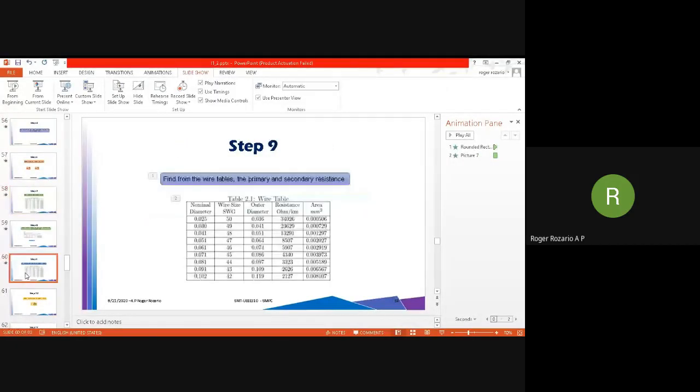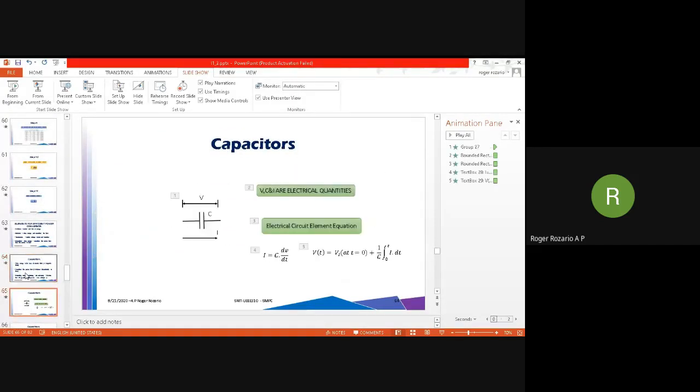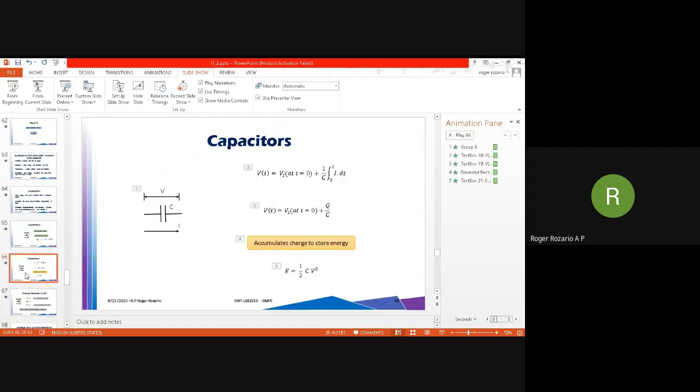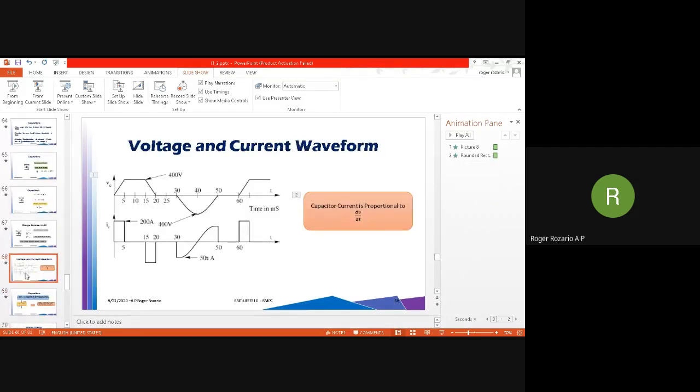So I will just review and wind up the design of capacitors. Capacitors are devices to store energy, and they are used to provide turn-off dV by dt protection. The characteristic equation has two forms: integral form and differentiation form. The energy stored in the capacitor is E equal to half CV square. The ampere-second integral over one cycle will be equal to 0. Net accumulation of charge over one cycle is 0. You have seen the charge balance also.